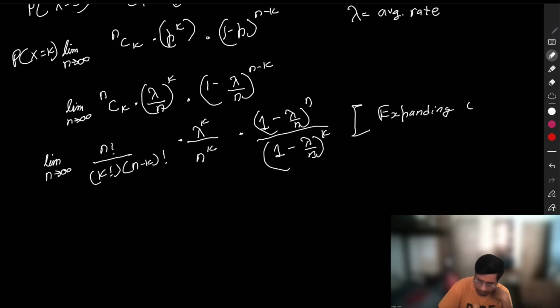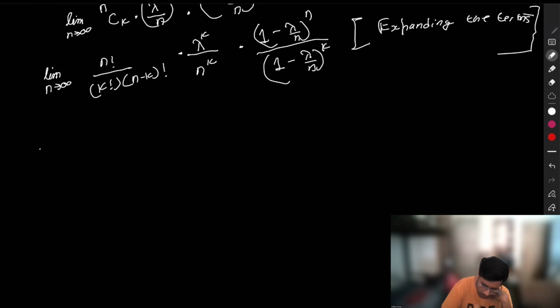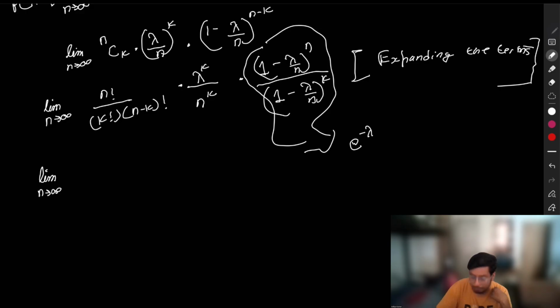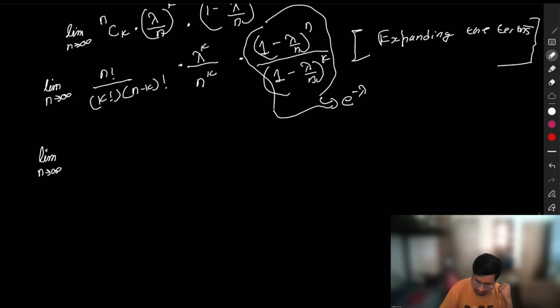Expanding the terms. Now again, limit n tending to infinity. Now what we are going to do, we are going to reduce this form into e raised to the power minus lambda by natural expressions. Okay, let me just make it a little bit neatly here. e raised to the power minus lambda by natural expression.